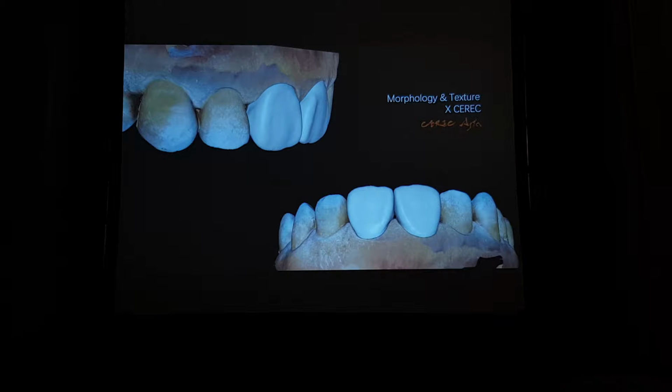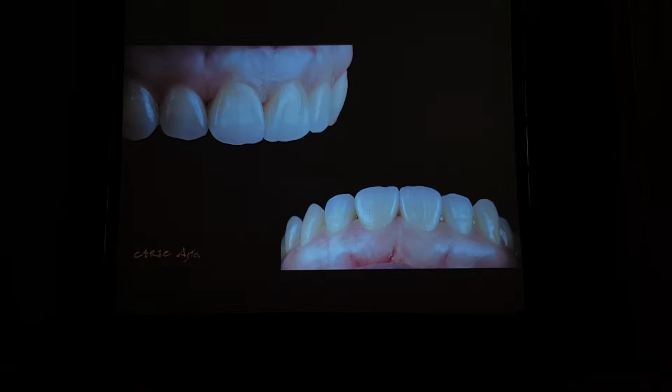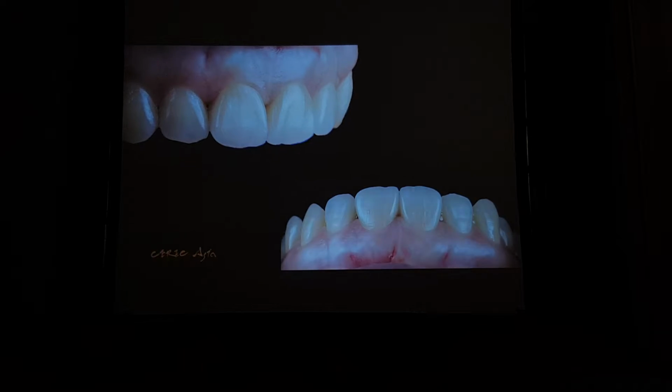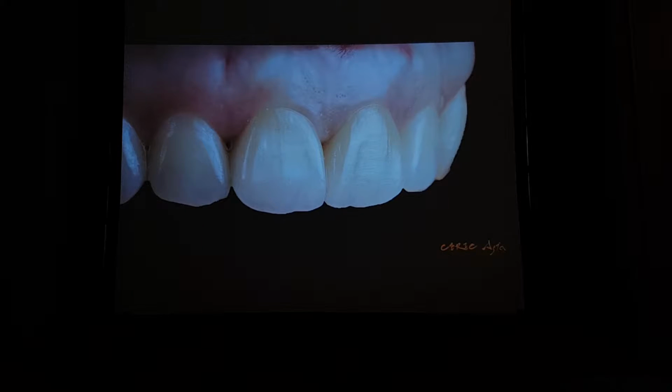And we can make some surface texture on it, okay, the morphology. And after milling, you can see the gradients. So just do some more surface texture with the curve. So the gradient is just like the neighbor adjacent teeth.